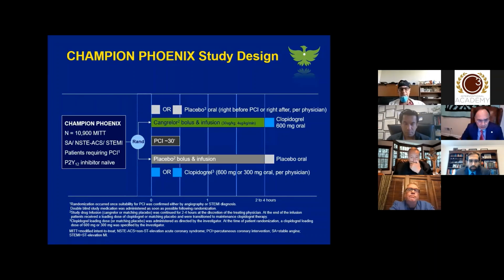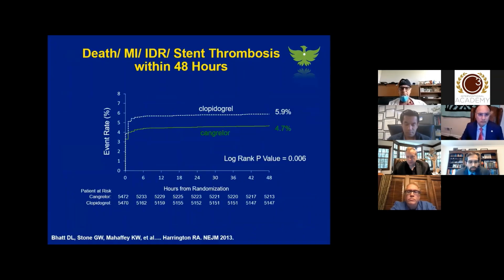But that's animal model. Let's talk about human models. The CHAMPION PHOENIX trial was the pivotal trial for approval of cangrelor for use in patients undergoing PCI. The specific population was almost 11,000 patients, essentially all-comer PCI, stable angina, non-STEMI, STEMI, that were P2Y12 inhibitor naive, not receiving an intravenous glycoprotein IIb/IIIa inhibitor. But other than that, it was pretty much an all-comer trial, and patients were randomized to cangrelor bolus and infusion versus placebo. The primary results have been published in the New England Journal of Medicine.